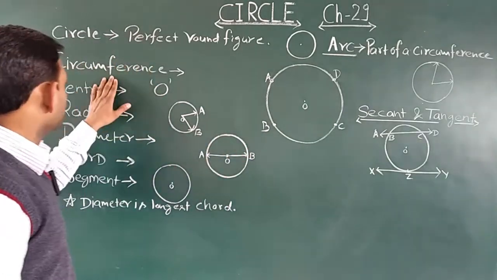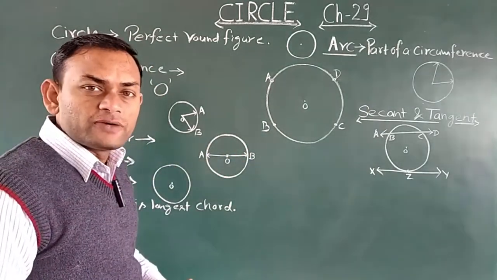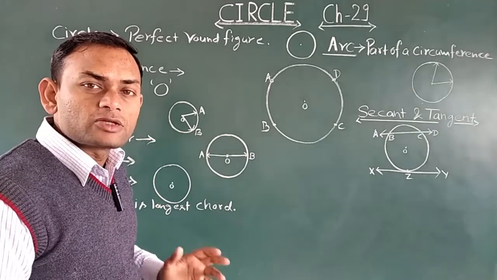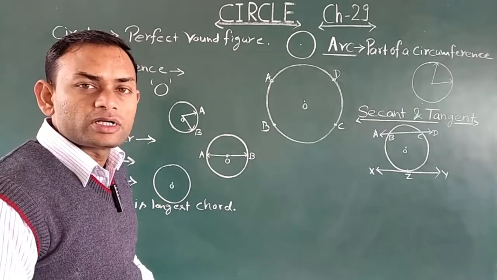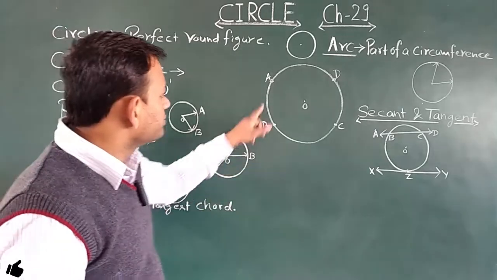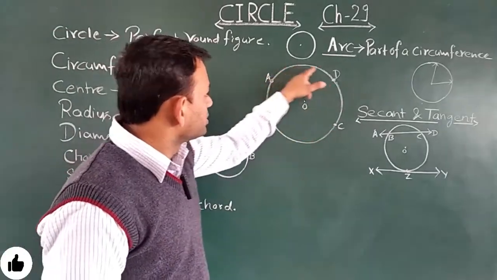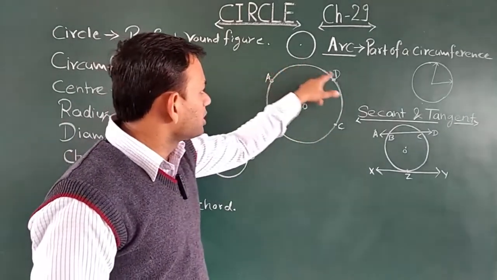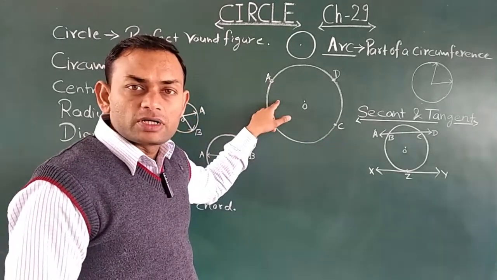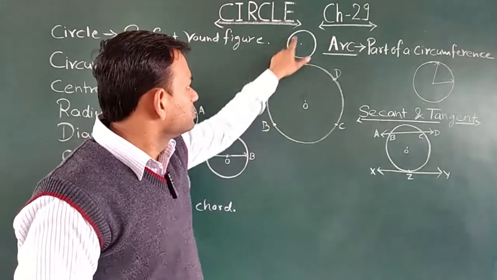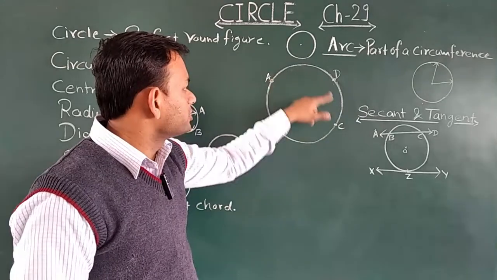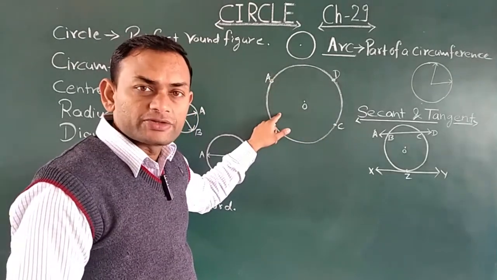After that, circumference. What is the circumference? A circular path and the circular boundary of a circle is called a circumference. As you can see in this figure, this circular path and the circular boundary of a circle is called a circumference.